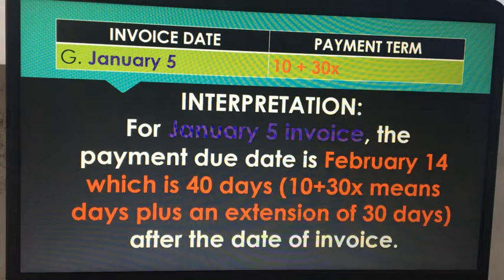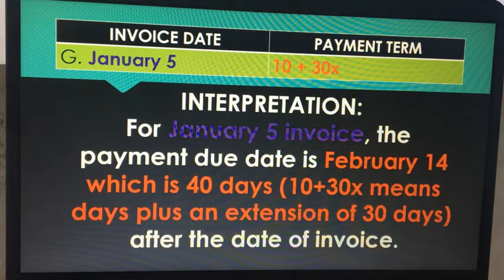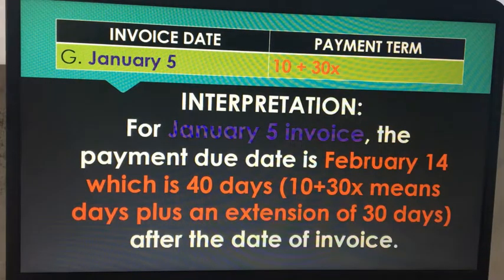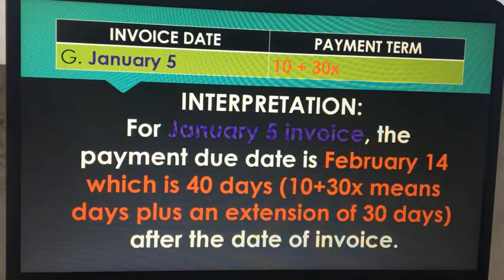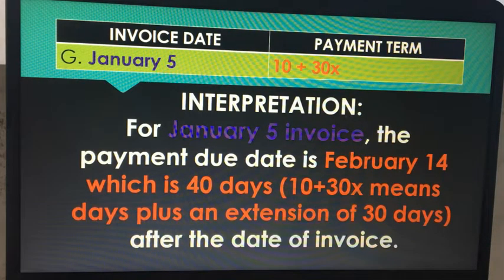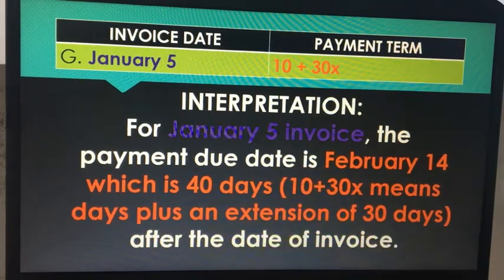So, that's how you interpret that one. 10 plus 30x: from the date of the invoice, plus 10 days, plus another 30 days. In short, 40 days all in all. Again, do not forget which months have 31 days and which months have 30 days, because it really matters when you interpret invoices. Okay, that's example letter G.